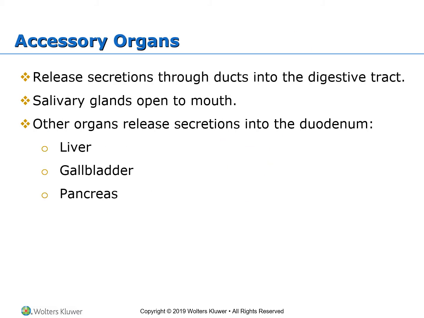We'll start discussing now the accessory organs, and those organs are producing secretions that are delivered through ducts inside the digestive tract. So they are, in fact, exocrine glands. Those glands will be the salivary glands, the liver, in association with one structure that is attached to the liver, which is the gallbladder, and the pancreas.